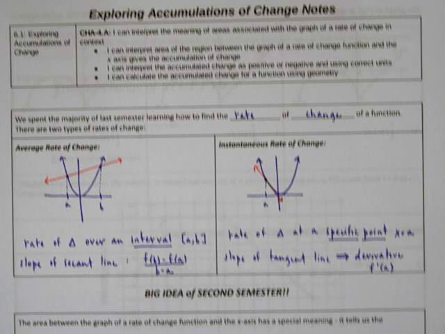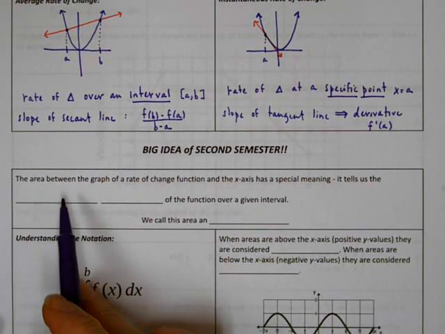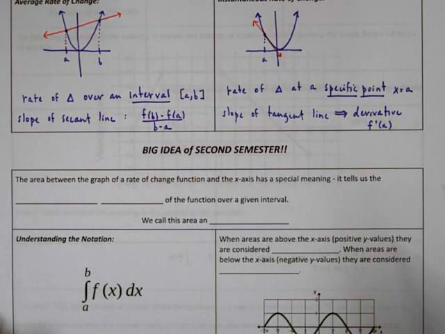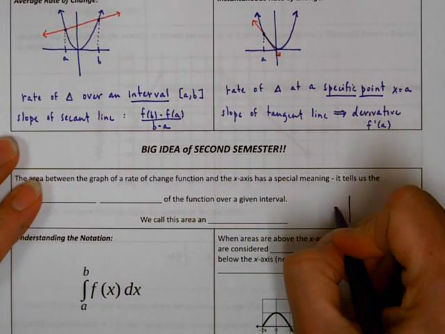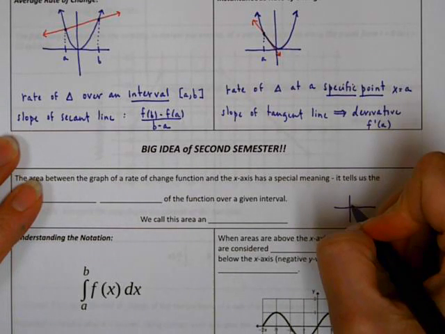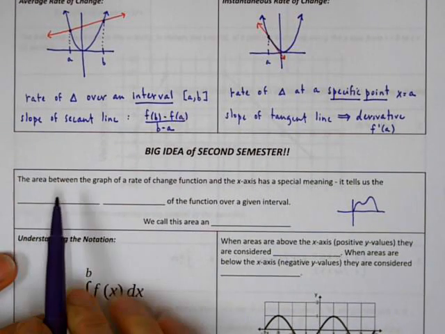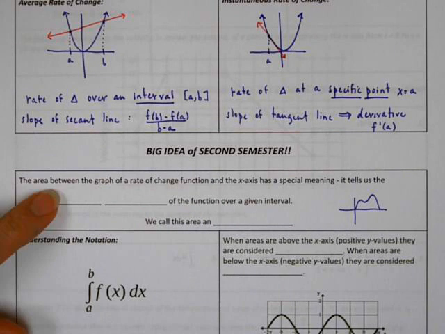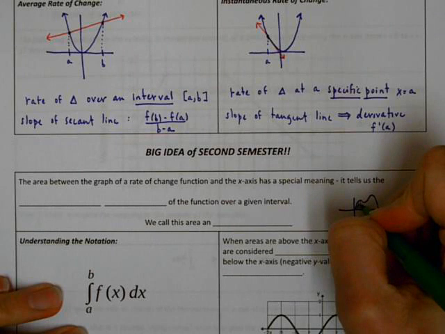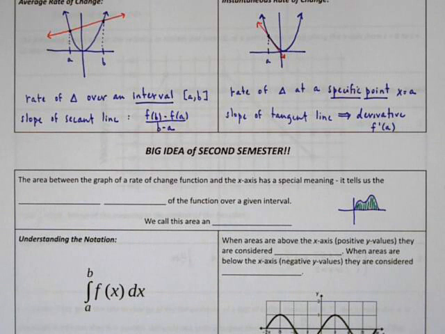Now for second semester, we're going to be looking at the area between the graph of a rate of change function and the x-axis. For example, I'm just going to make up a function. Let's say I had a function that over an interval did something like this. I'm just making it up. What we're talking about here is the area between the graph of the function and the x-axis. Everything that's trapped between that function and the x-axis, that's the area we're talking about.